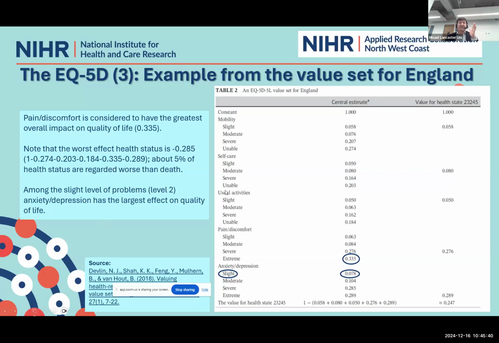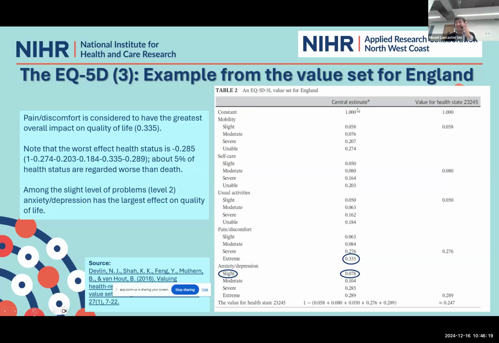The dimensions are mobility, self-care, usual activities, pain and discomfort, and anxiety and depression. And in each of them, we have not 5, but 4 levels: slight, moderate, severe, and unable. That is because the baseline, no problems, is subsumed in the constant, which is a statistical method. But never mind. It's just to say that if I don't have any problems, I am not penalized. So my health status is not reduced.